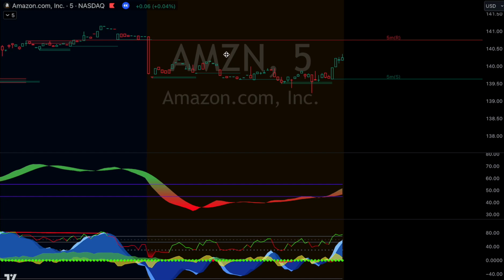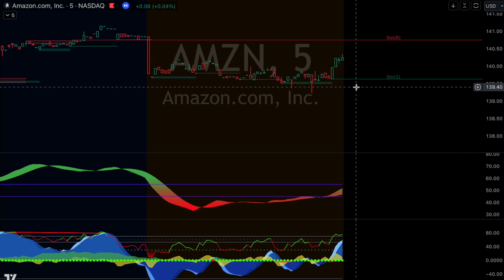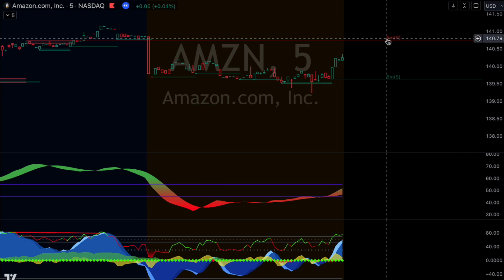We're on the Amazon 5-minute chart. We're a few minutes before market open. And the main thing that I look at is where support and resistance is. So you can see here we've got 5-minute support and we've got 5-minute resistance.